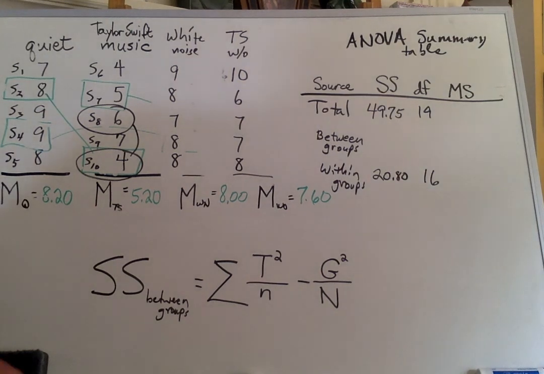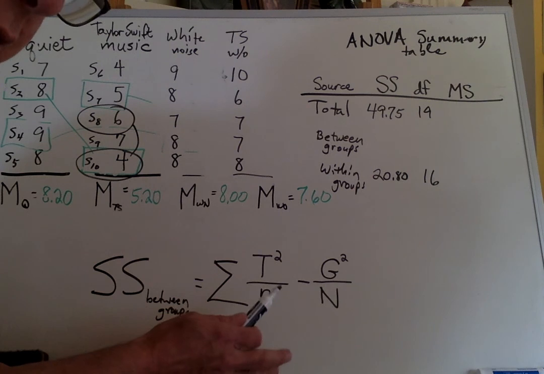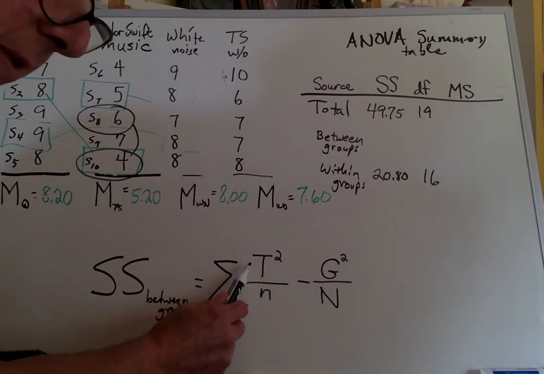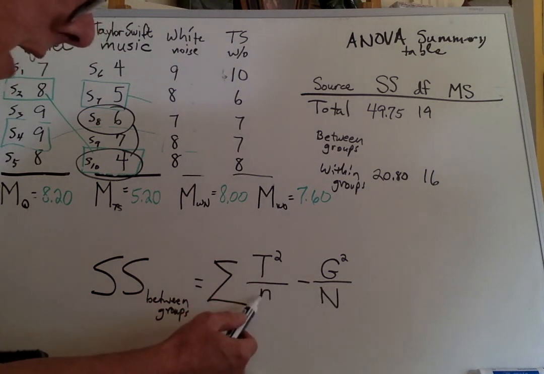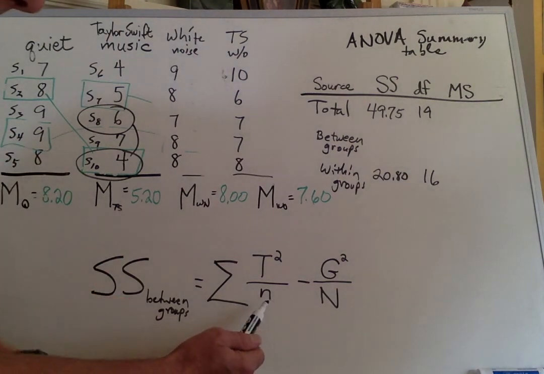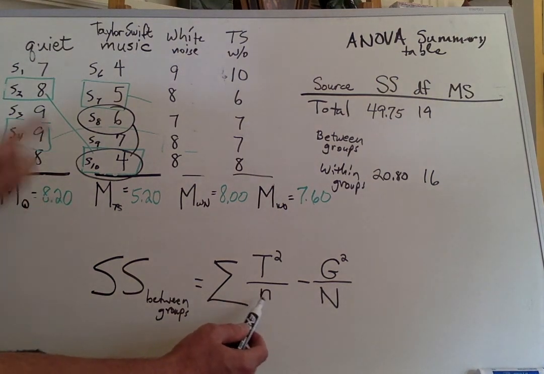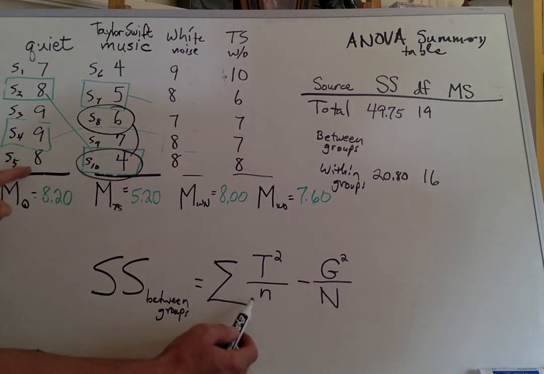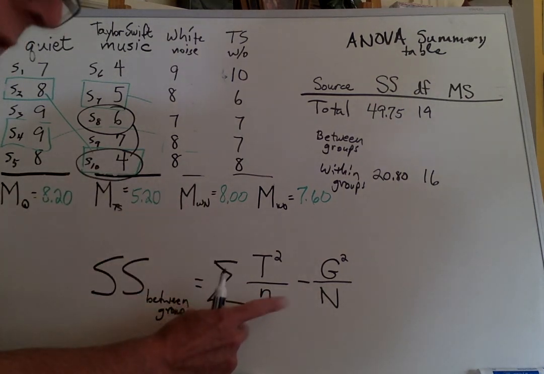Now, just take it slowly, okay? Here's what this is. The T stands for the total for each of the groups. It's like a treatment total, right? The n is the number of people in each of the groups. T is the total for each treatment, and n is the number of subjects for each treatment. We're going to add those together. So in this case, we're going to have 4 of these.